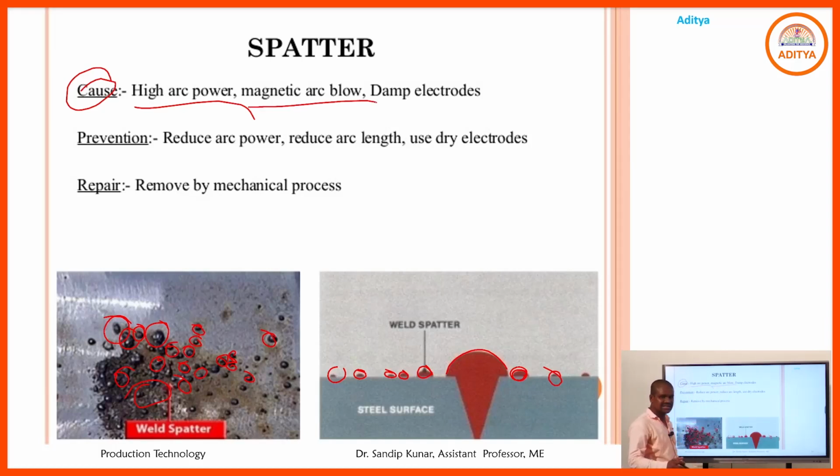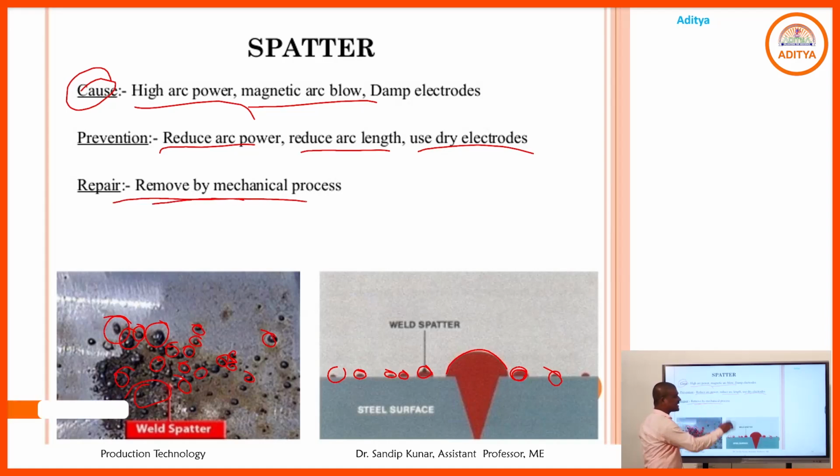How to prevent that type of problem? Reduce arc power, reduce arc length, use dry electrodes. Using that we can prevent the spatter problem. And how to repair that problem? Remove it by a mechanical process, such as grinding or some other process. Using that process we remove the extra material of the spatter problem.